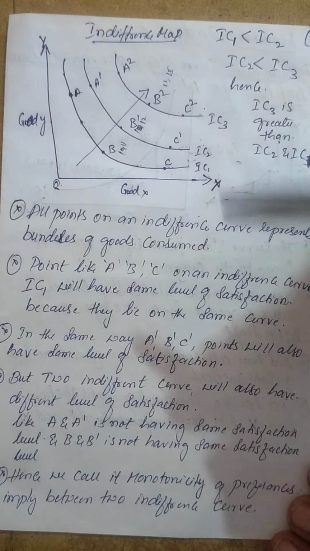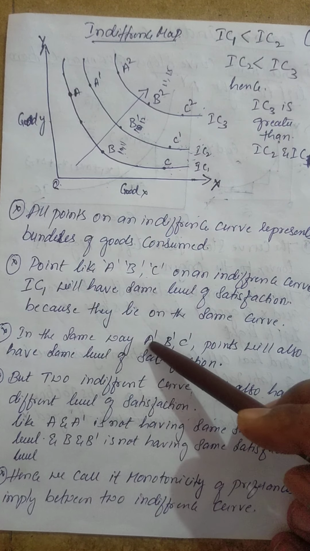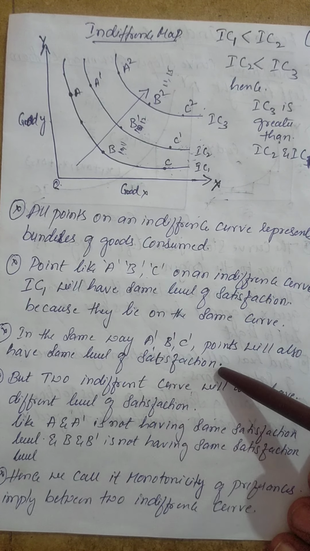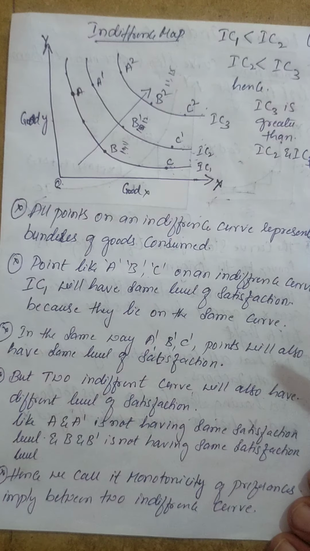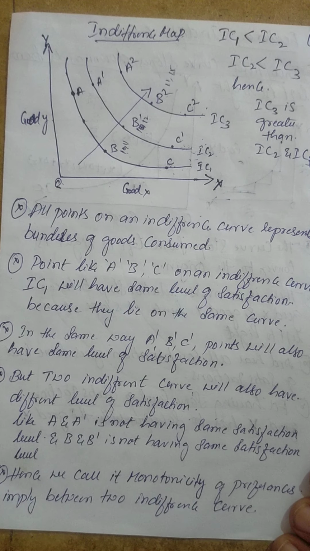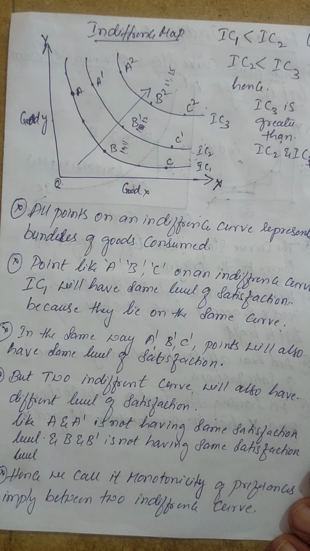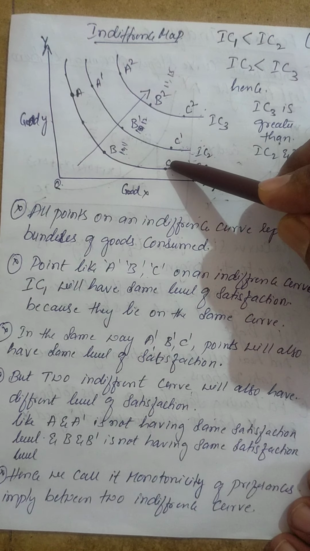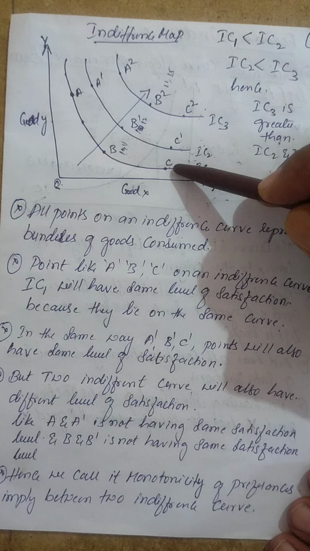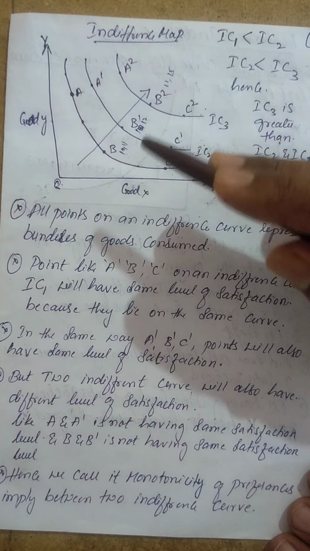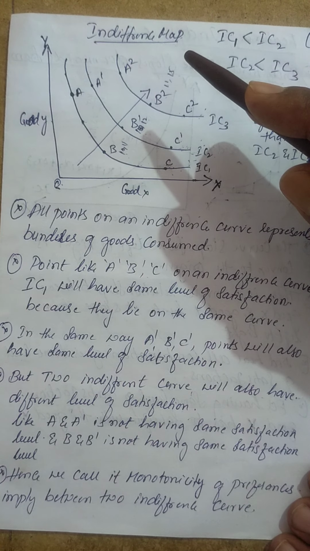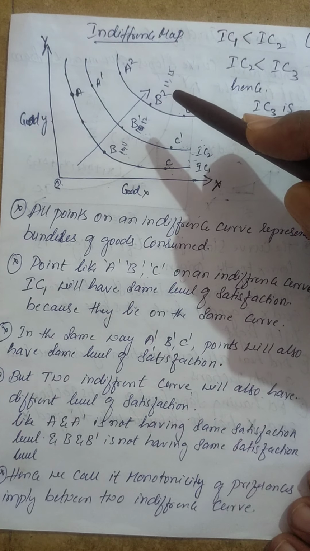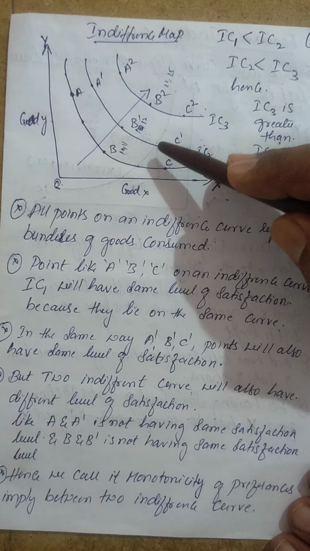Okay, so that is a point. In the same way, A dash, B dash and C dash points will also have the same level of satisfaction. Everywhere they will have the same level of satisfaction, but two different indifference curves will have different levels of satisfaction. See, this is one indifference curve and this is one more indifference curve. This and this will not have the same level of satisfaction. Please understand, this curve and this curve will not have the same level of satisfaction. The satisfaction level will change.